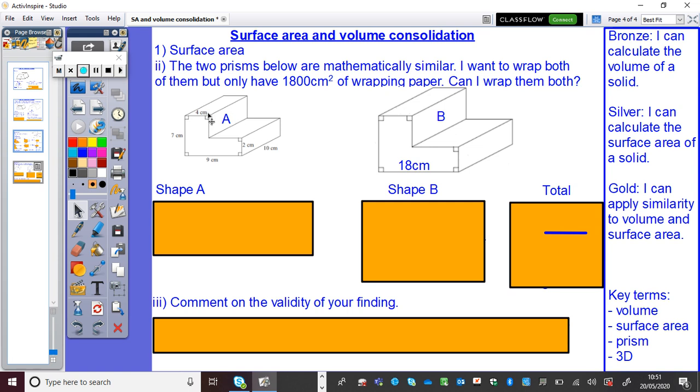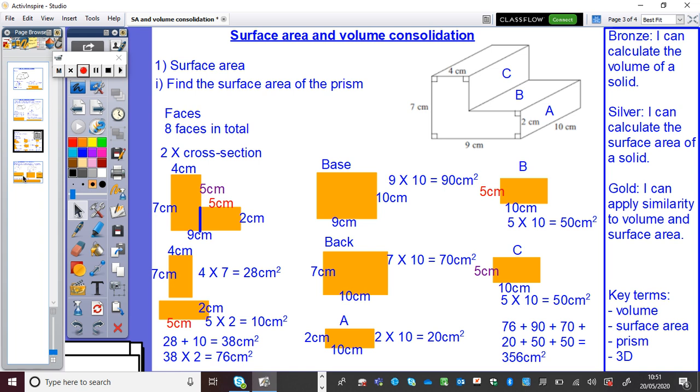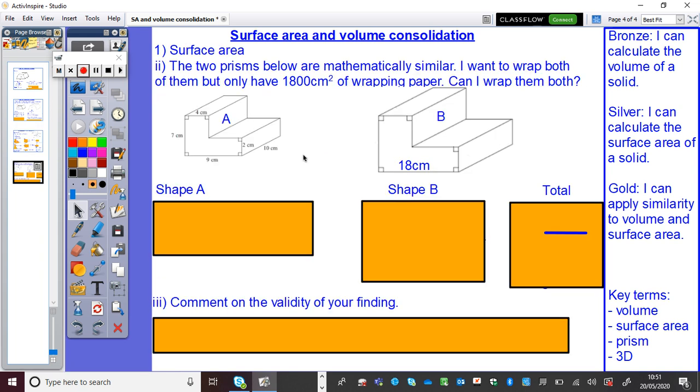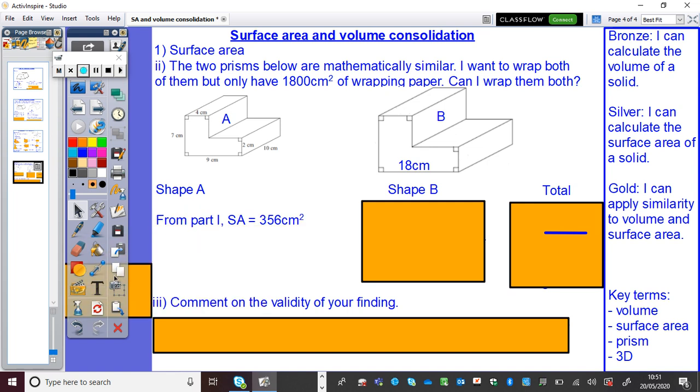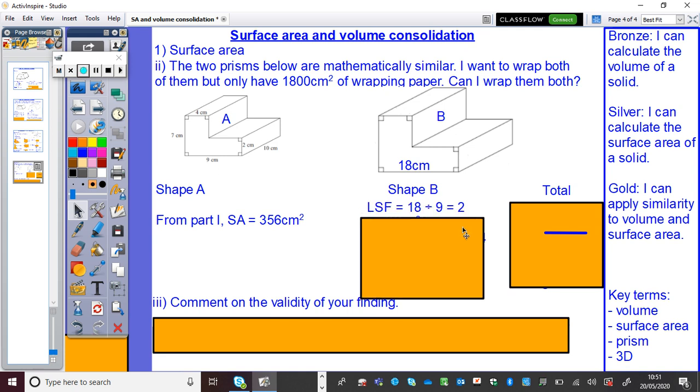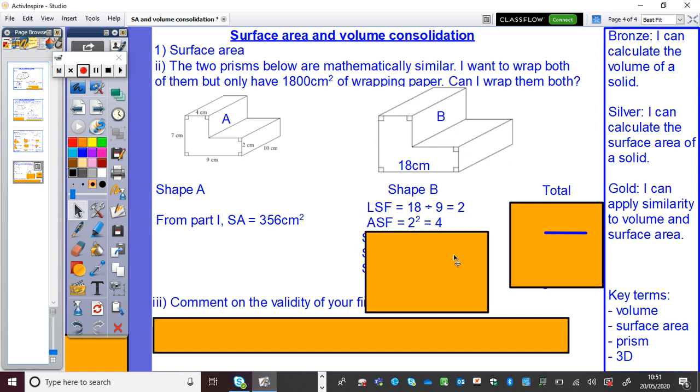Now, similarly to last time, I've got shape A, which is what I've just calculated. And again, it doesn't matter if I got that answer wrong before, as long as I'm consistent and I still use it. So I've said from part 1, the surface area is 356 centimeters squared. That is for shape A. Now, looking at shape B, I need to calculate my scale factor. It tells me that they're mathematically similar. So I've written it this time. My length scale factor, 18 divided by 2 is 9. I want the area scale factor this time, so I'm going to square that. So 2 squared, which is 4.